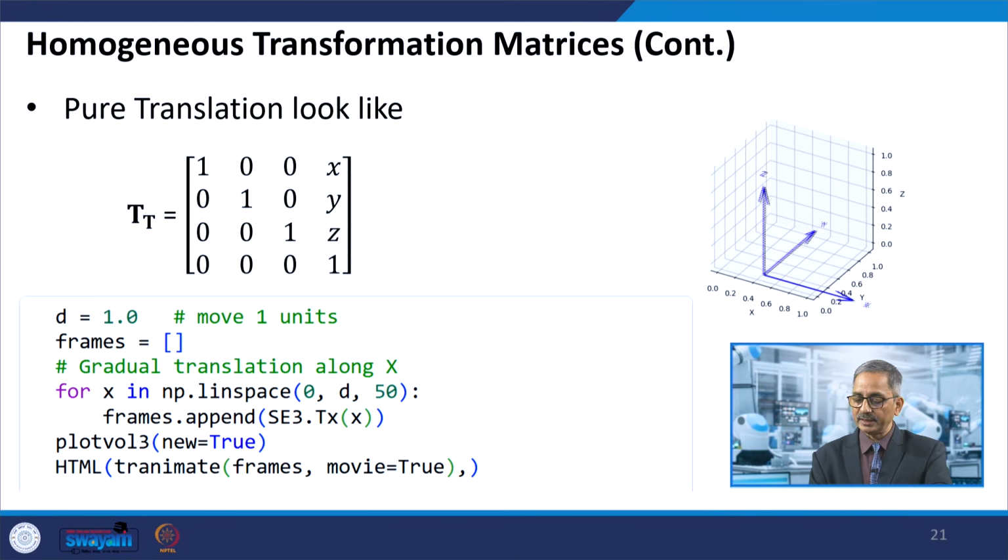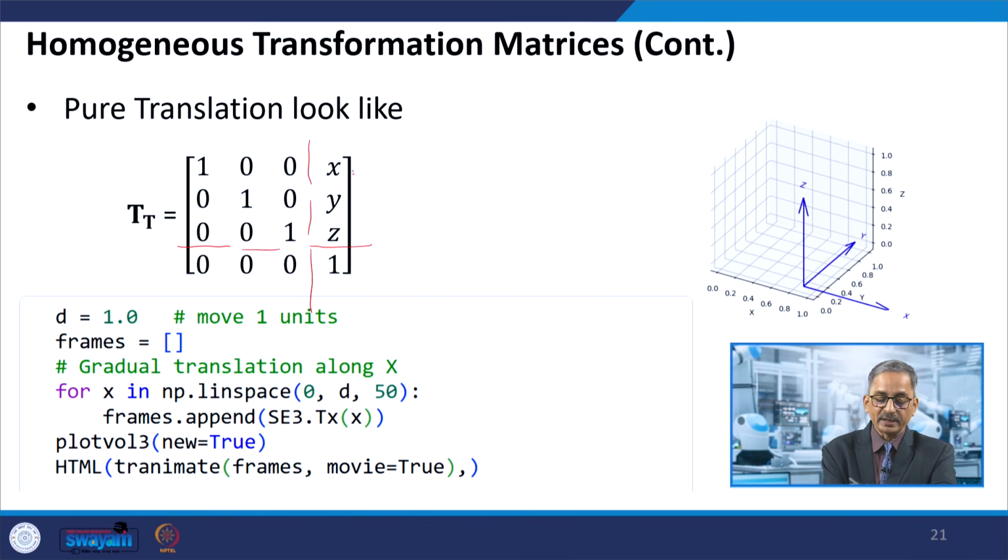Next, let us see the pure translation. Pure translation means your frame is just translating. Here a translation has been shown in the x direction, and this pure translation can be shown using the homogeneous transformation matrix. This is a general expression.